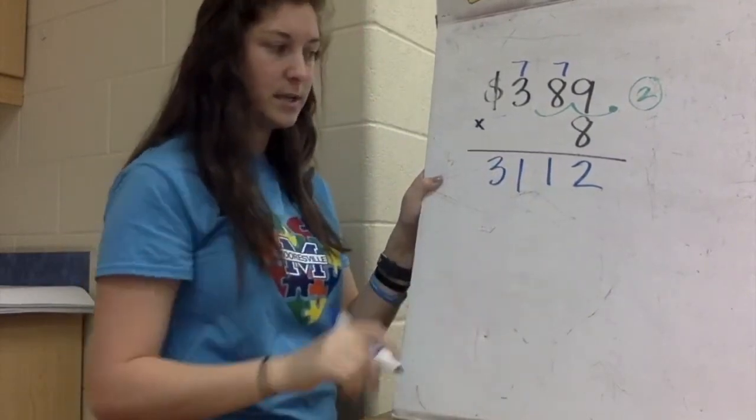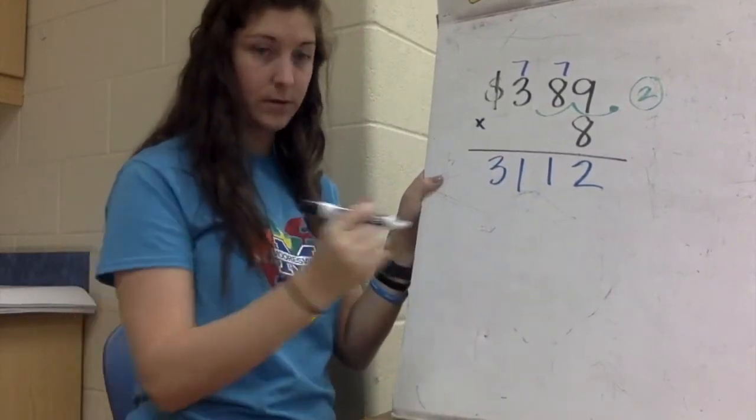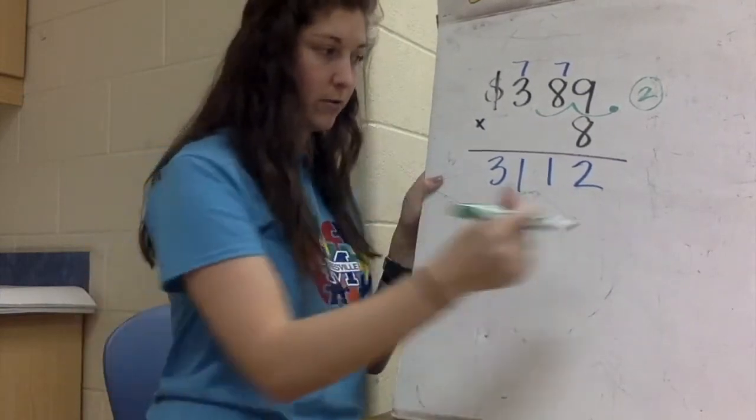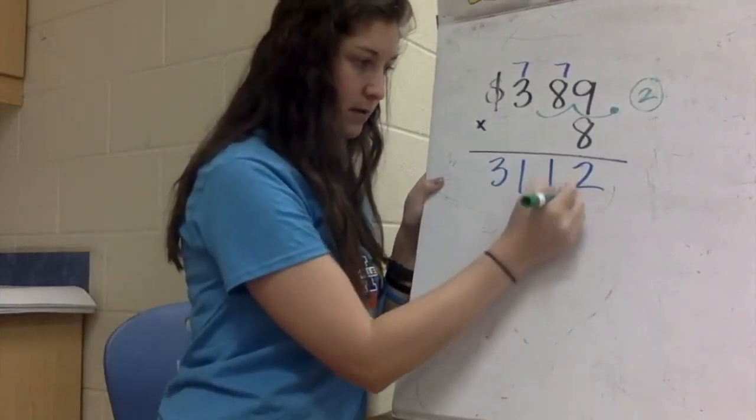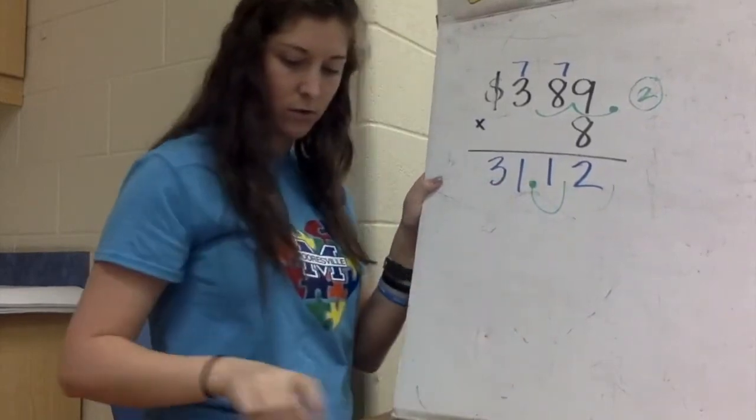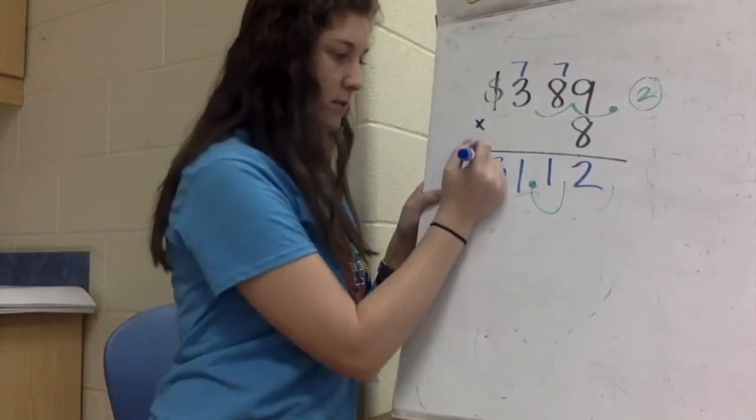So I know I didn't pay $3,112. I've got to move it back in with my green. 2 times, once, twice. So $31.12 is what I got here.